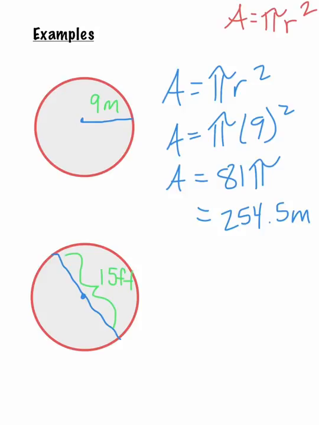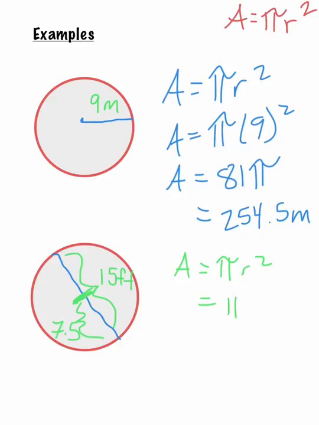For the next example, they're actually giving us the diameter, but we don't need the diameter, we need the radius. So to find the radius, we're basically going to cut this in half, and the radius of this is going to be 7.5. So again, we're going to come back in, use area equals pi times radius squared. Instead of using the 15 feet, which is the diameter, we only take half of it, which is 7.5.